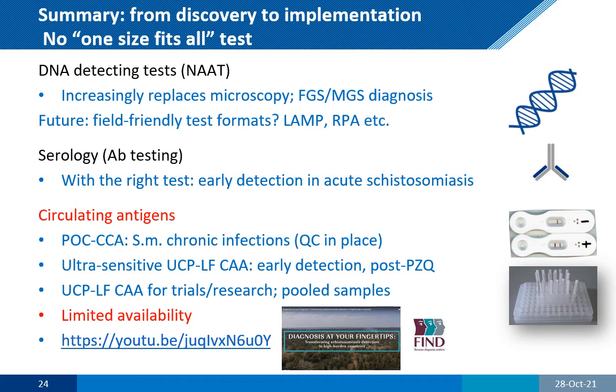So to make CEA testing accessible, priority is given to the development of a field-friendly CEA rapid diagnostic test based on fingerprick blood. A project has been started and coordinated by FIND, and you can read more about it on the FIND website. Such a test format will, by definition, have a lower technical sensitivity than the UCP-LF test format, but it still has the advantage of high specificity, and it can detect all Schistosoma species.